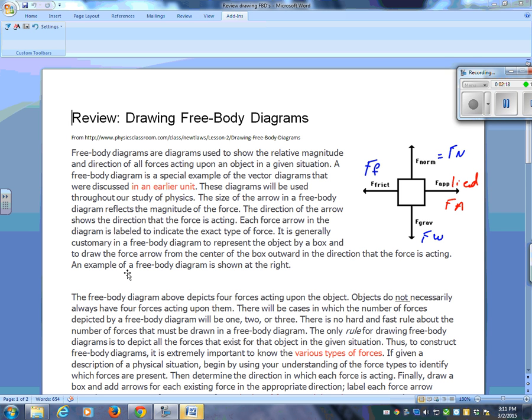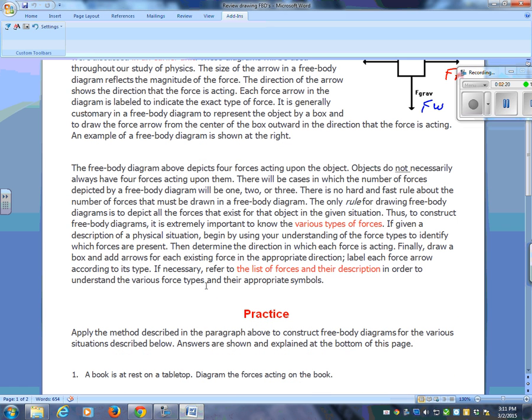No? The free body diagram above depicts 4 forces acting upon an object. Objects do not necessarily always have 4 forces acting upon them. There will be cases in which the number of forces depicted by a free body diagram will be 1, 2, or 3. Is there ever a case where there could be 0 forces, Quinn? Could you ever have an object with 0 forces acting on it? It would have to be in like interstellar space, so far away from any other object that there's basically no gravity.